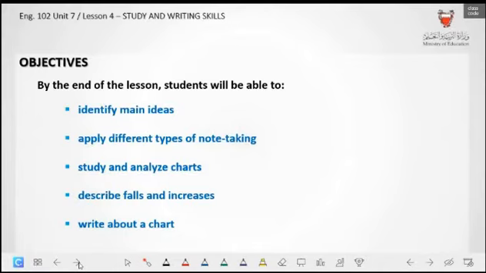The third objective is to study and analyze charts. The fourth one is to describe falls and increases that are related to the charts. And finally, we're going to write about a chart.